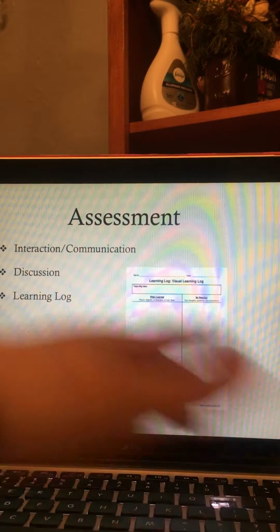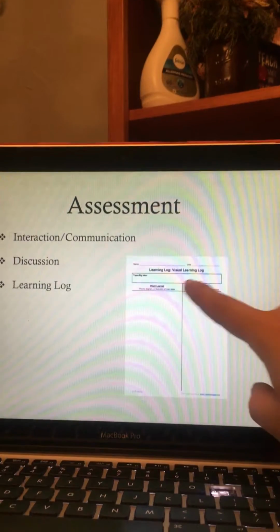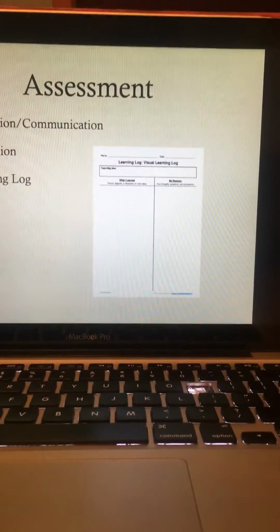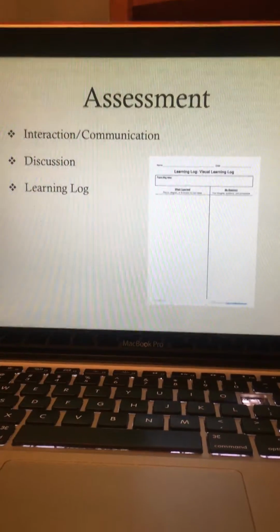And as you can see right here, I have the form that I would use. This would be kind of like the learning log I would use. It wouldn't necessarily be exactly like this, but what it focuses on is right here we have, oh, I do apologize, that was probably very loud for you. I'll hold it. So right here we have the topic, the big idea.